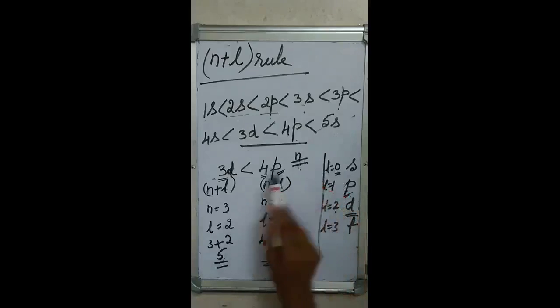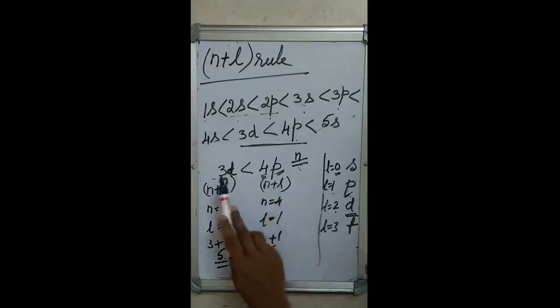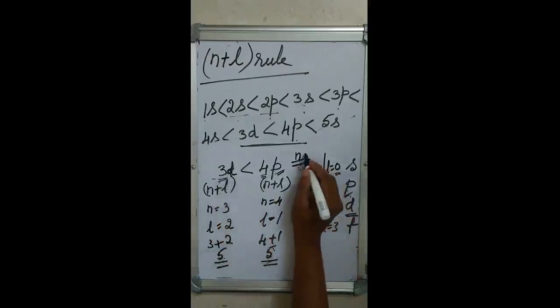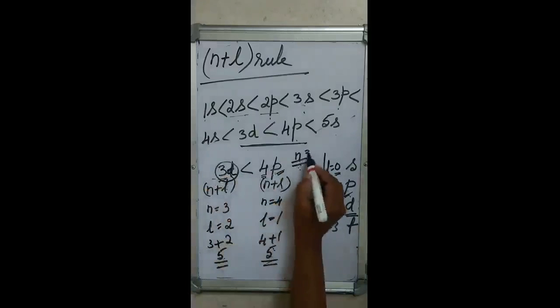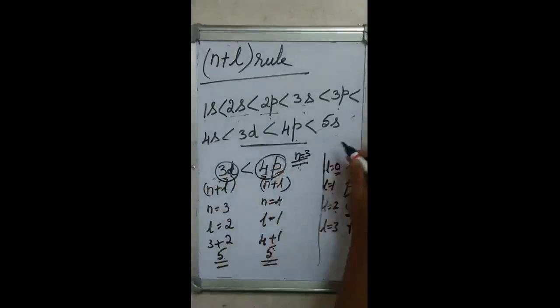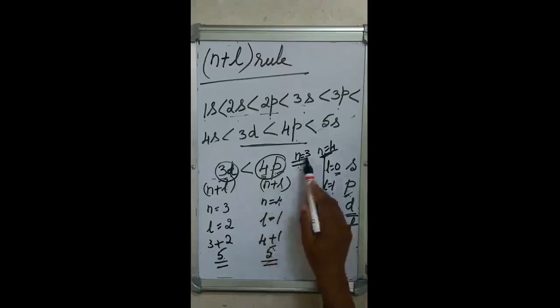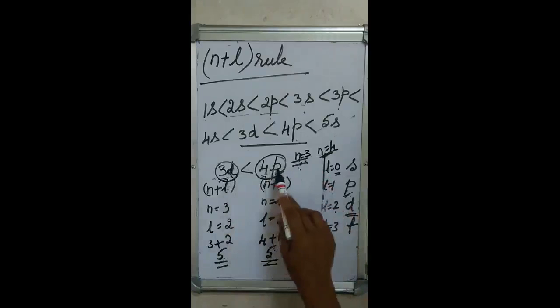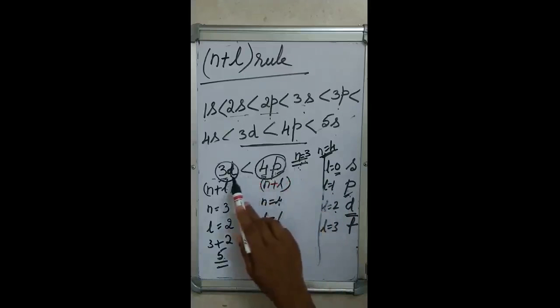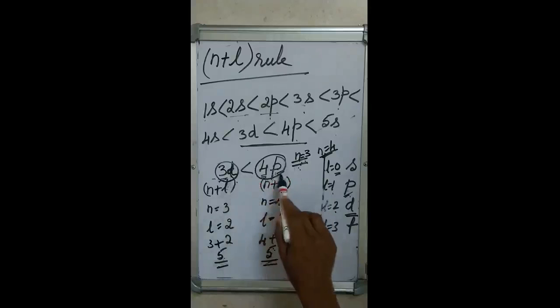Now here the n plus L value is the same, 5. So what you should see now is the n value of the orbital. What is the n value of 3D? That is 3. What is the n value of 4p? That is 4. So 3D has a lesser n value compared to 4p, so the energy of the 3D orbital is less compared to 4p.